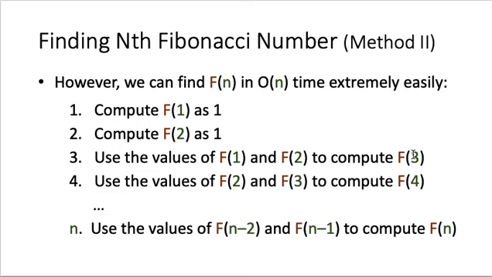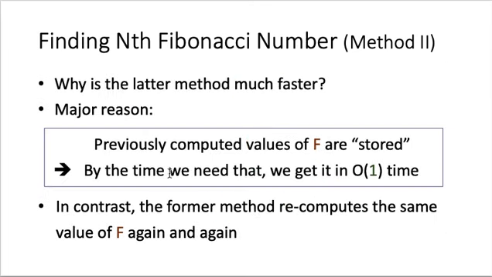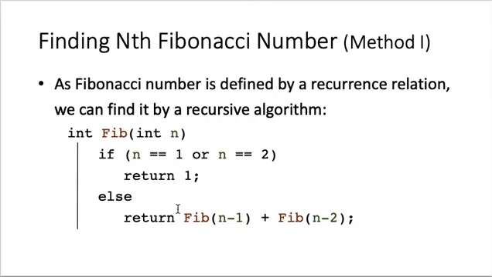Once we have this f3, we will store it. So later, when we compute f2 plus f3 to get f4, the value of f3 is already there. So in that case, when we have already stored all the previously computed values, it will speed up the later computation. By the time that we need them, all the previously stored values can be retrieved in constant time.